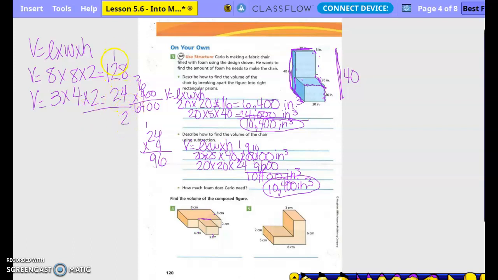So then I'm going to add them. So 12, carry the 1. 1 plus 2 plus 2 is 5. And then bring down the 1. So 152 centimeters cubed, or 152 cubic centimeters, correct?